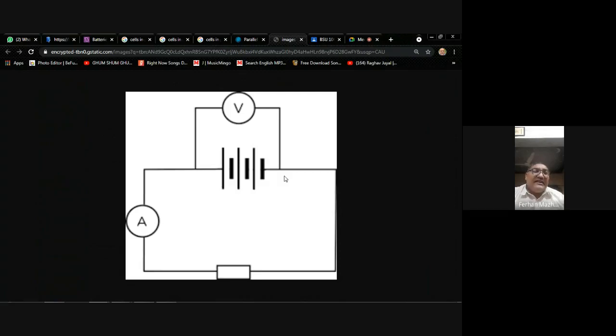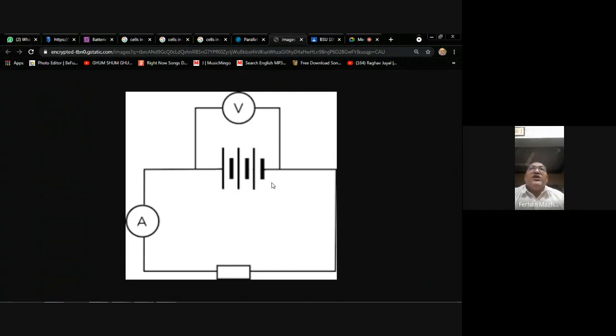So I have connected them in such a way that the negative of cell number one is connected with the positive of cell number two. The negative of cell number two is connected with the positive of cell number three. And from the negative of cell number three, I have taken out the connection, and I have put a voltmeter across this combination.